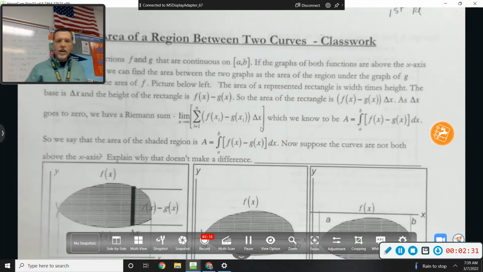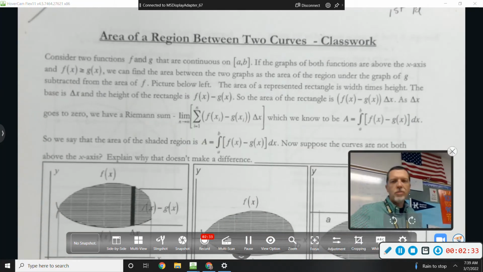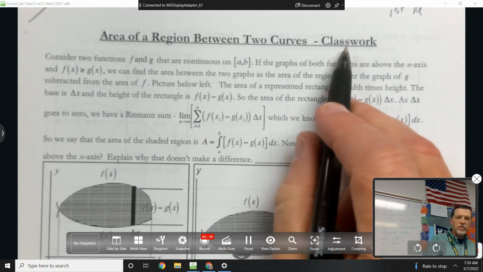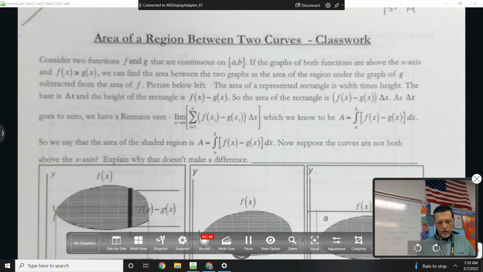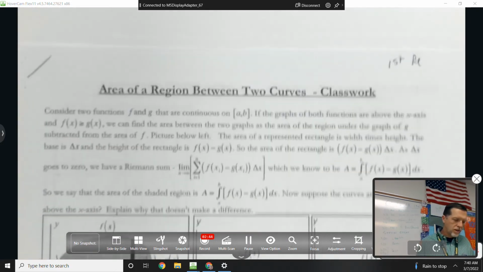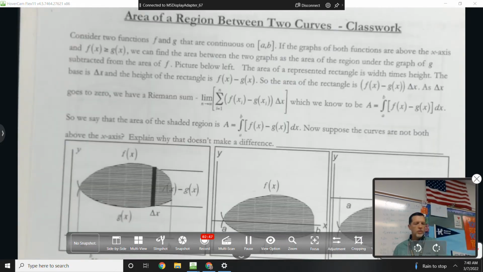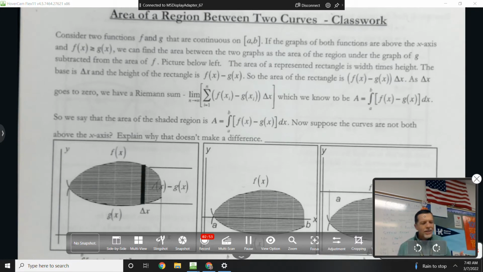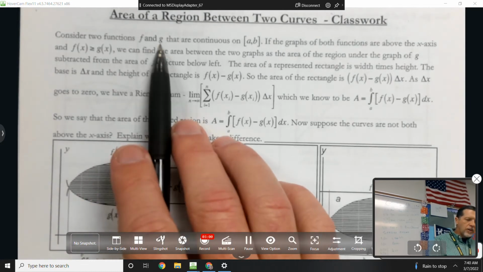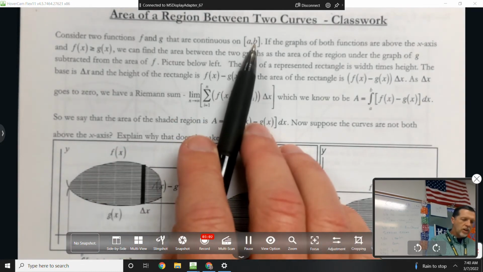All right, you've got the worksheets, notes and worksheet for today. Area between two curves classwork, and I just went ahead and ran off both of them together. Area between two curves homework. So the first page is notes that we'll do together, and the second page will be your assignment. All right, a lot of this we kind of know, so hopefully this isn't too much of an extension. Guess we'll find out. Consider two functions f and g that are continuous on a to b.